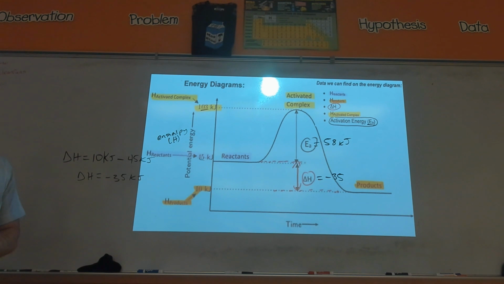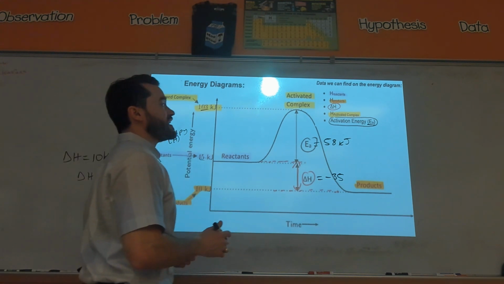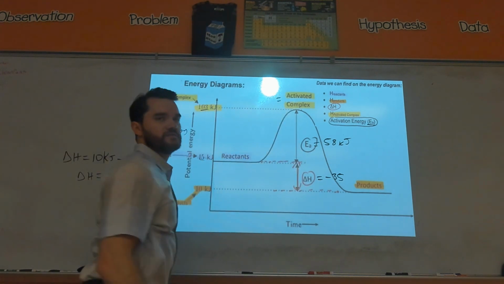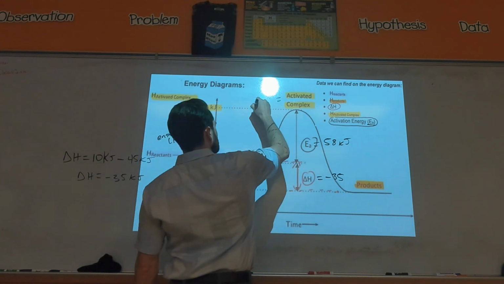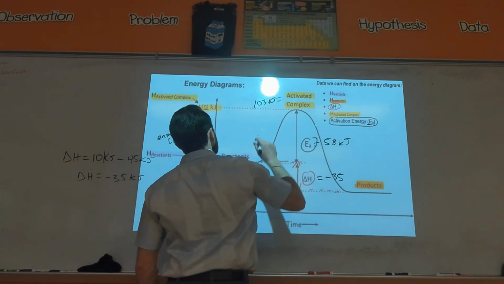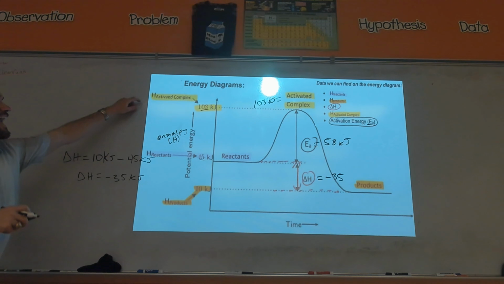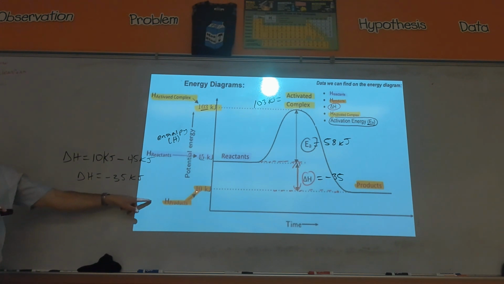Other questions could be, what's the energy level of the activated complex? What does that equal? What's the potential energy of the activated complex? 103. Now, another way that they'll say that is, what is the heat of the activated complex, or the H of the activated complex? That'd be the same thing as asking, what is the energy of the activated complex? Or what is the heat of the products? That would be 10 right here.